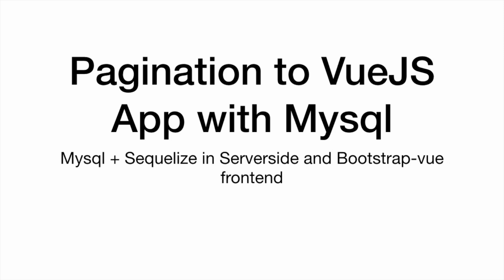Hi guys, today I am going to explain how to use pagination in a VueJs app with MySQL. I'm using Sequelize in the backend as an ORM, an object relational mapper, to use the MySQL database. I'm also using the MySQL2 driver for this.